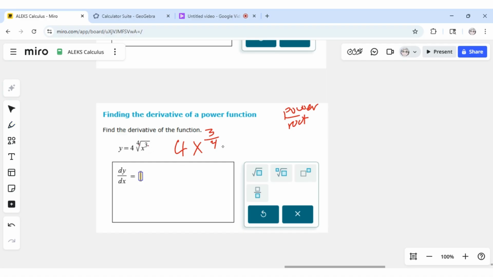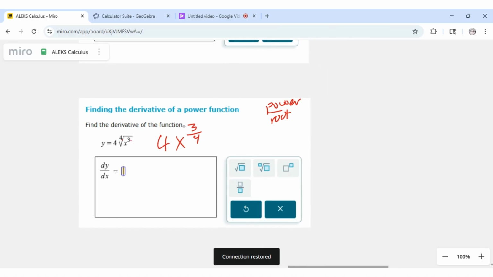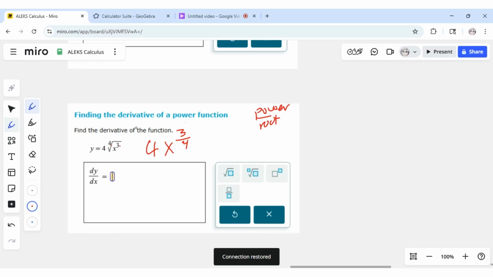Now deriving this should be pretty easy. We're going to multiply 4 by 3/4, and that's just going to be 3. And then we're going to subtract 1 from the power. So 3/4 minus 1 is -1/4. So that is a little bit of work with deriving with the power rule.